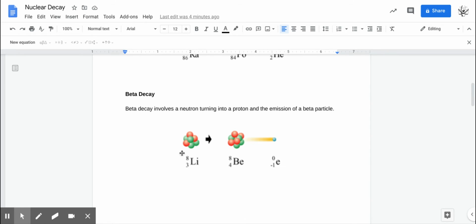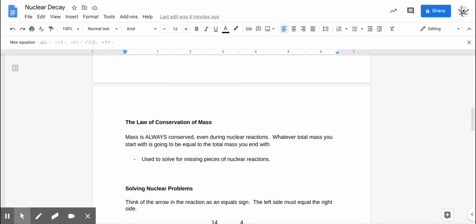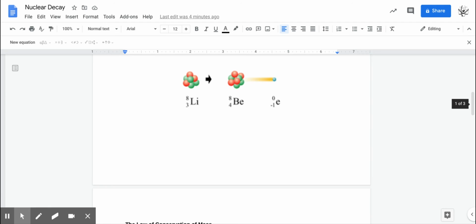Now, something that never changes is mass. According to the law of conservation of mass, mass is always conserved, even during these nuclear reactions. So whatever total mass we start with is going to be equal to the total mass that we end with. And we can use this knowledge to help us solve for missing pieces of nuclear reactions. But before we get into that, let's double check that that's actually true.